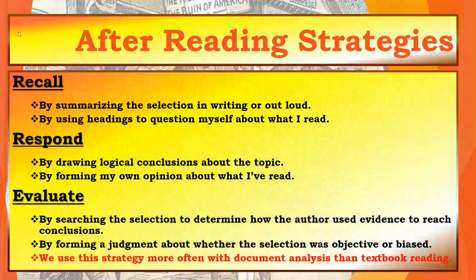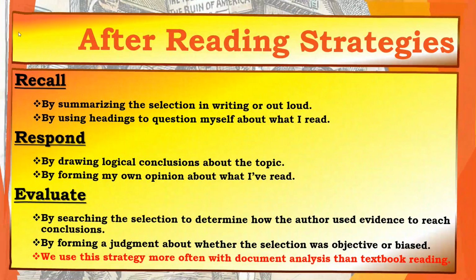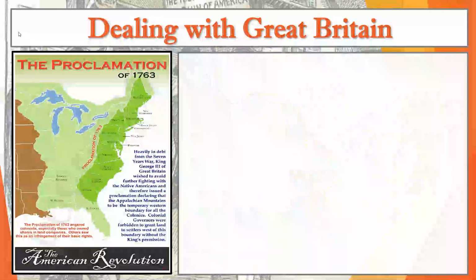After reading strategies, we'll recall by summarizing the text aloud or by writing. In this case, we're doing it by writing. We've been doing that all along. We'll respond using questions in the actual textbook. We will use the guiding questions and the progress check questions that are at the beginning and end of each section to draw logical conclusions and form opinions. And the last thing we'll do is evaluate. We'll evaluate the document. We'll see if there's any bias involved in it.